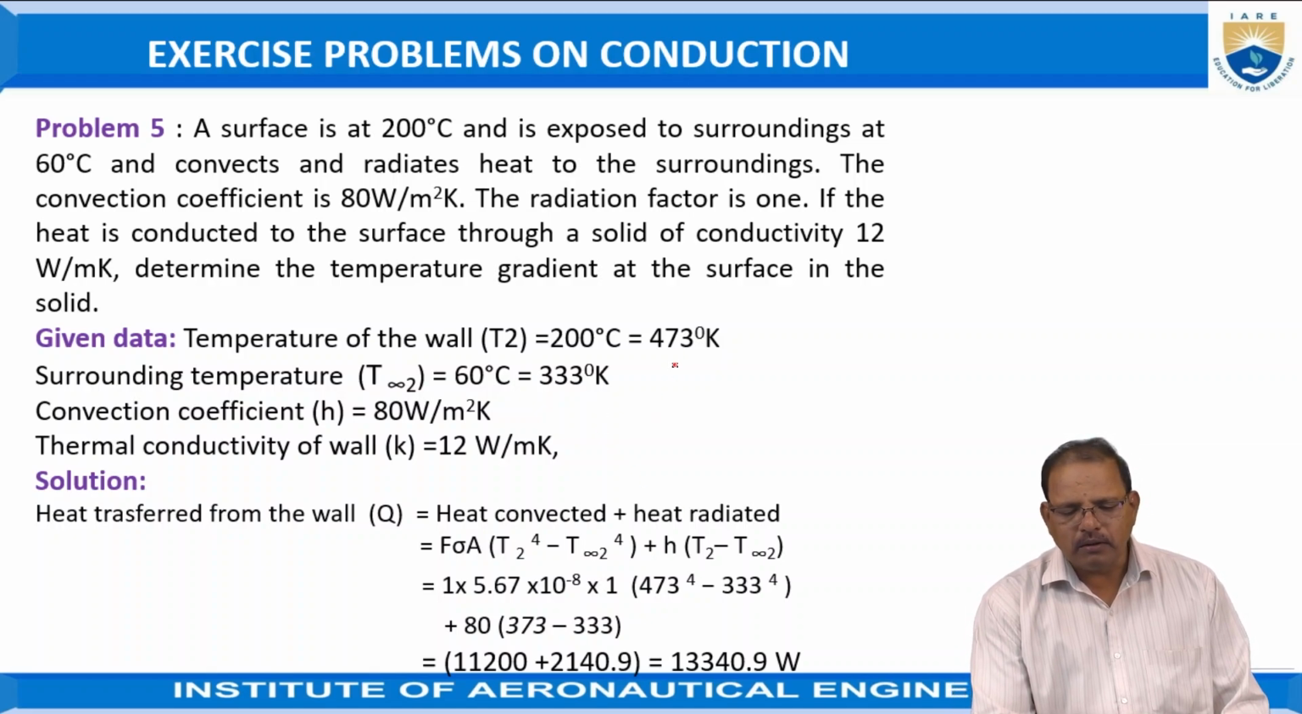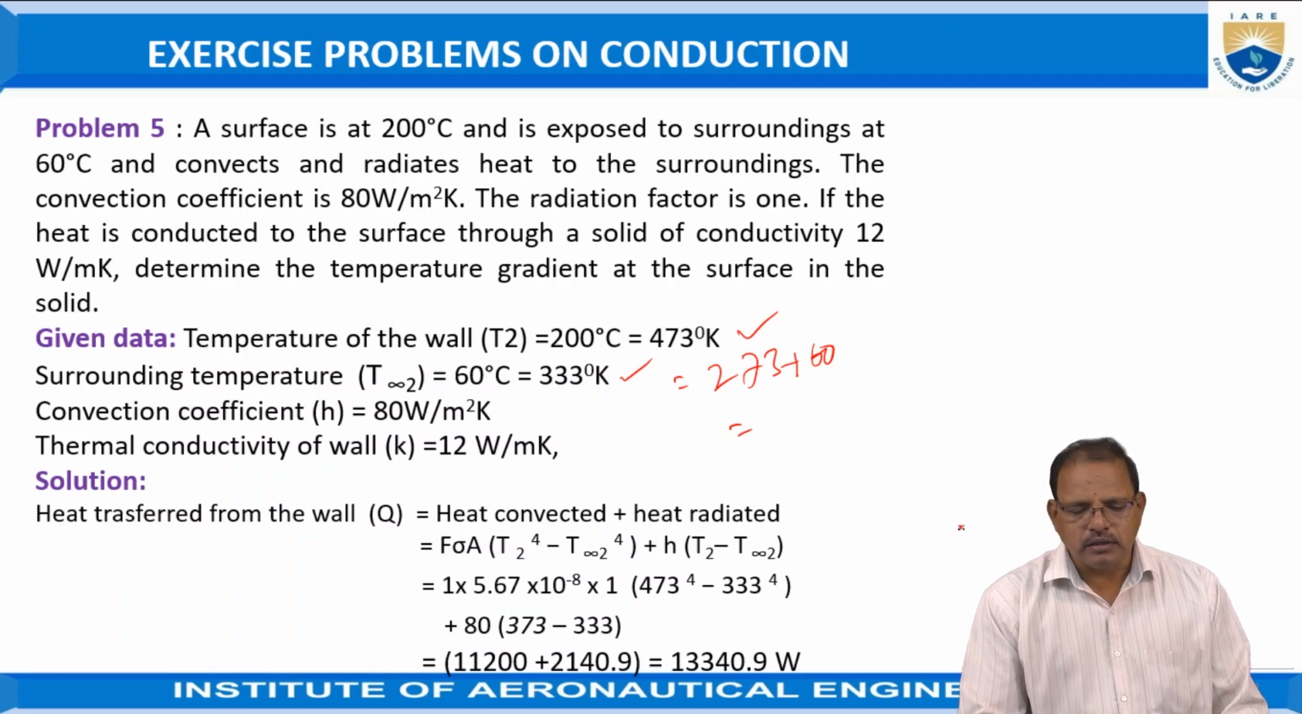So the given data in the problem is given here now. T2 is equal to 200 degrees centigrade, which is equal to 473 degree Kelvin. Surrounding temperature T alpha 2 is equal to 60 degrees centigrade, which is equal to 273 plus 60, it is equal to 333 degree Kelvin. Convection coefficient H is equal to 80 watts per meter square per Kelvin. Thermal conductivity K is equal to 12 watts per meter per Kelvin.